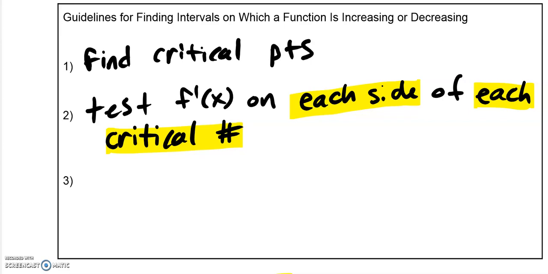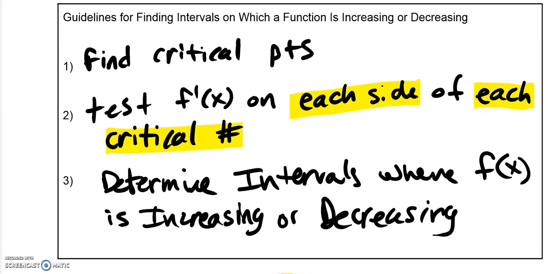And then the last thing you do is use that to determine intervals where the function is increasing or decreasing. In the examples that we're going to do, I'm going to show you how to do that on a number line. And it's fairly straightforward. You just have to compute several values sometimes. Let's go ahead and look at an example.